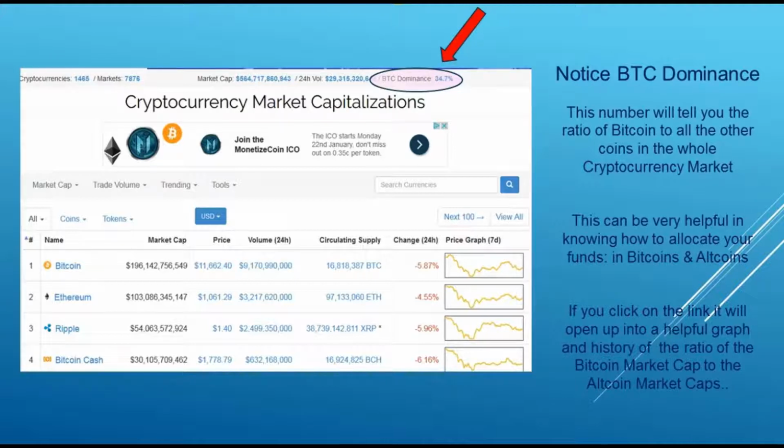This can be very helpful in knowing how to allocate your funds in Bitcoins or whether to put them in the altcoins. If you click on the link, it will open up to a helpful graph and the history of the ratio of Bitcoin cap to some of the other major altcoin markets. Let me show you what that is.